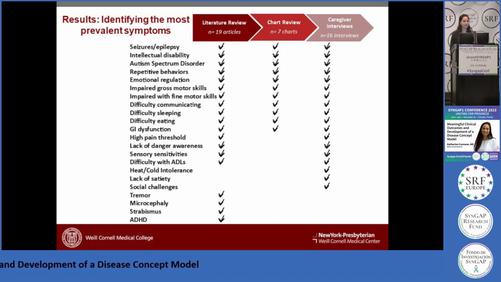For example, some of the things that caregivers were talking about in their interviews have not been formally documented in the literature. Those were things like heat or cold intolerance, with caregivers casually saying to me that, like, my child doesn't sweat when it's hot outside, or lack of satiety, like my child does not feel full. Similarly, there are some things that have been described in the literature that caregivers were not talking about as much in interviews, things like tremor and microcephaly and strabismus. And it's unclear from this data whether that's because children don't experience those symptoms as frequently or if they're just not top of mind for caregivers.